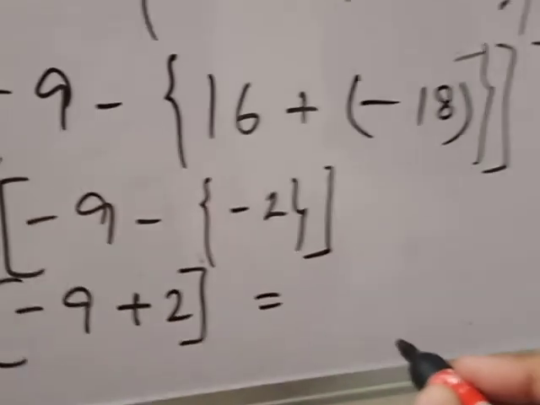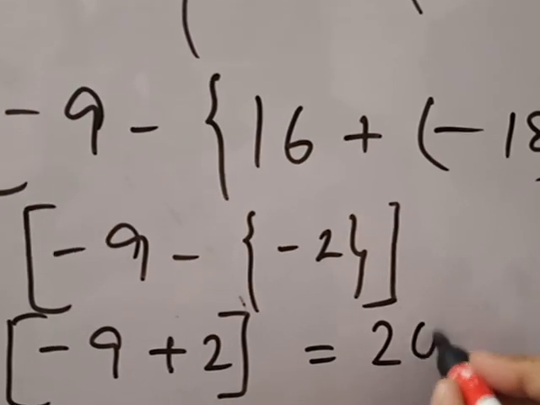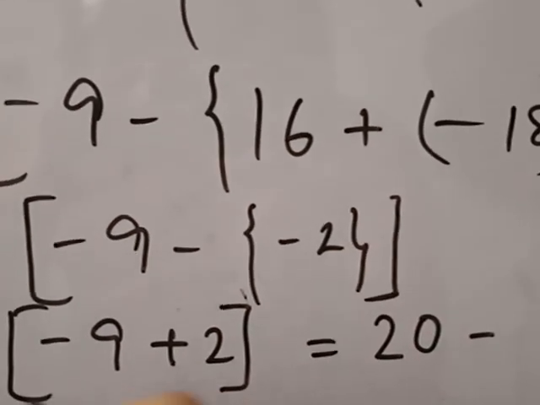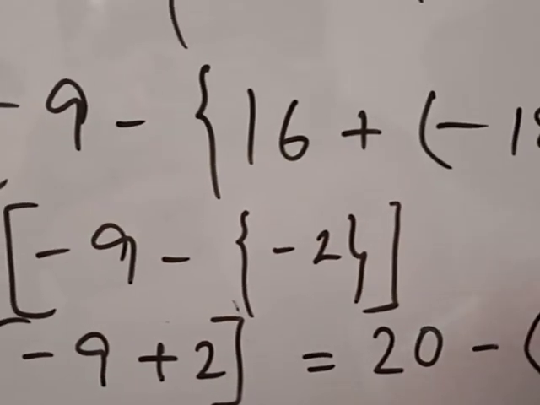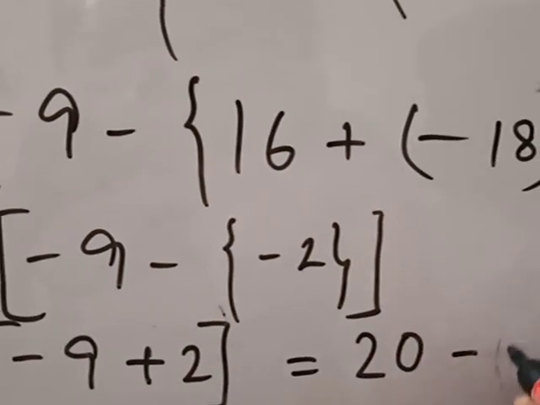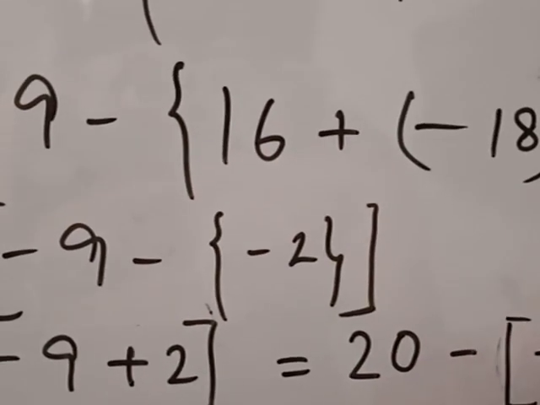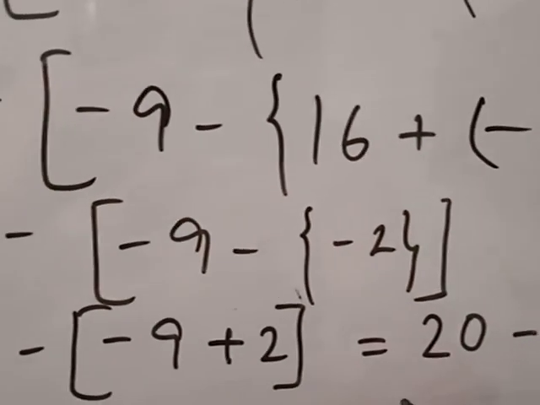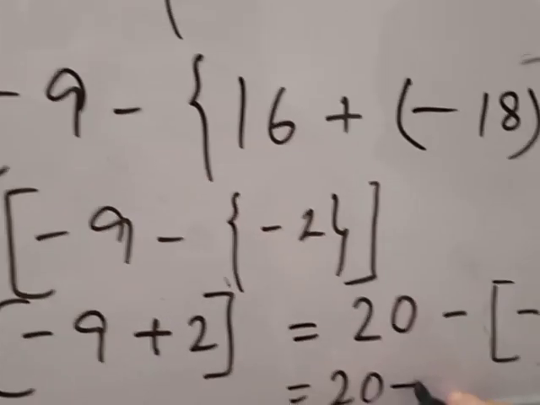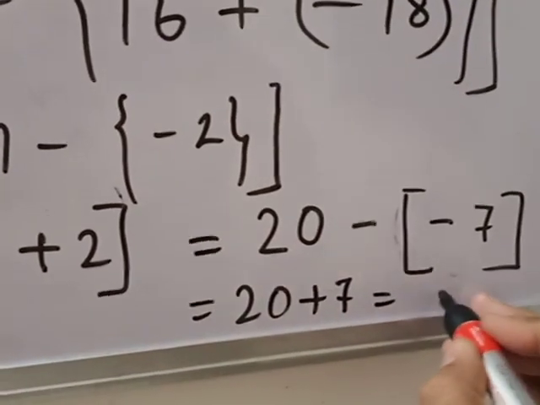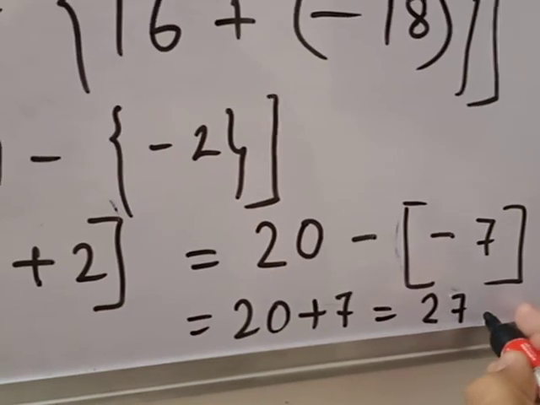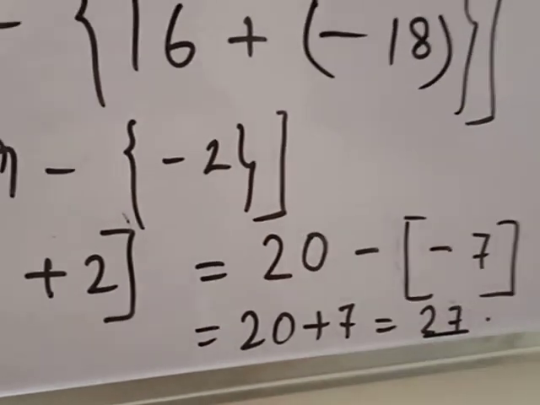Then equal to 20 minus, third bracket, minus 7. So minus a plus, so 20 plus 7 equals 27. 27 is the answer.